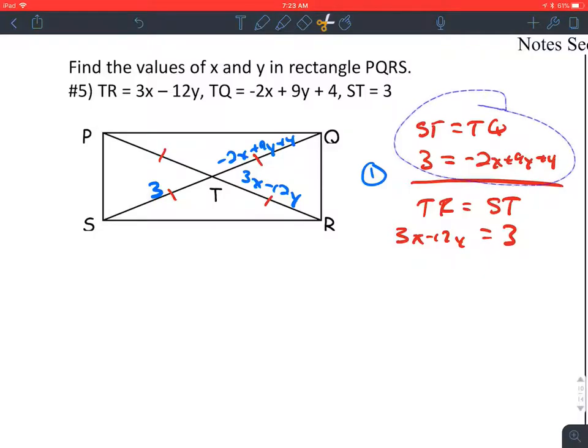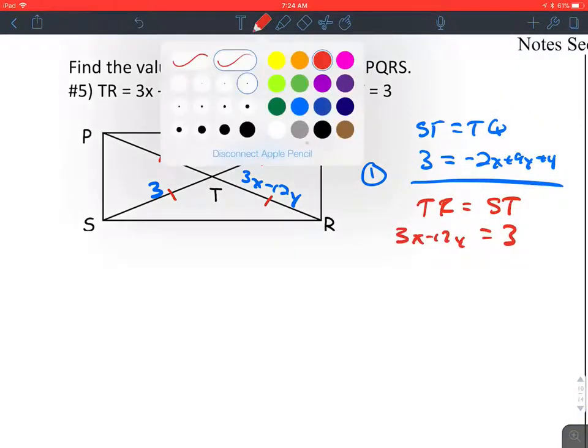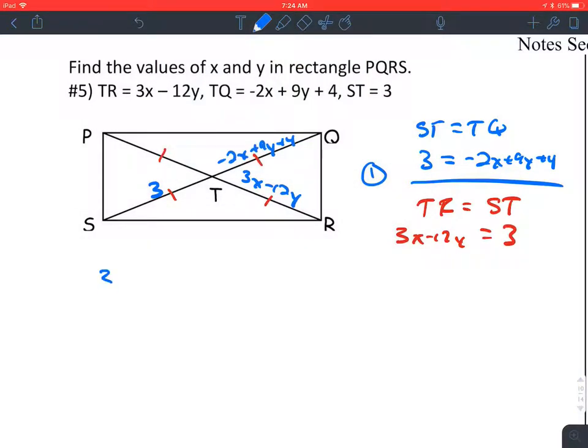So I'm going to take each of these equations, since they have two variables in them, and we're going to make a system of equations. So 3 equals negative 2x plus 9y plus 4, and 3x minus 12y equals 3.